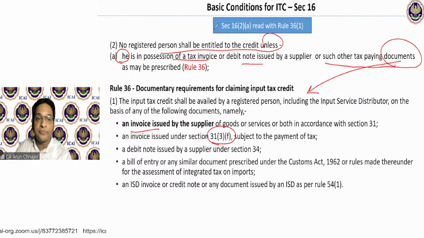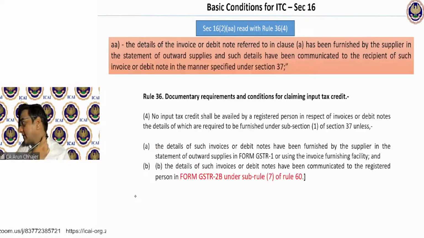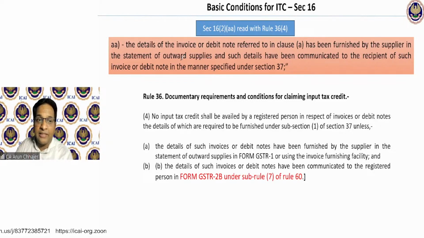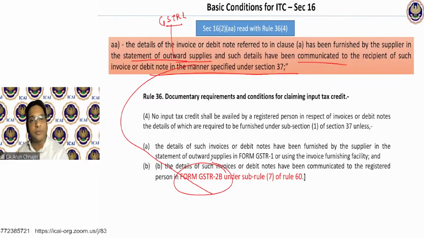31(3)(f) is talking about self invoice. Then bill of entry or any other similar document as prescribed by the customs, ISD or credit note, etc. These are the documents which have to be there in order to take the ITC. As you correctly answered, the supplier should file the same in the statement of outward supply, that is GSTR1, and such details have been communicated to the recipient in such manner. What is the manner? Rule 36(4) talks about GSTR2B.